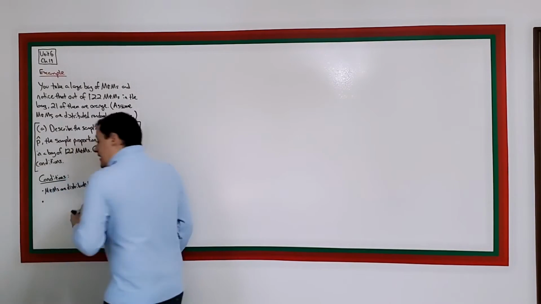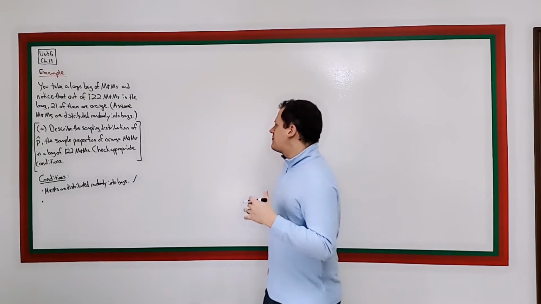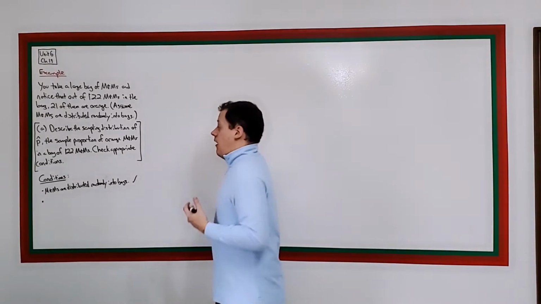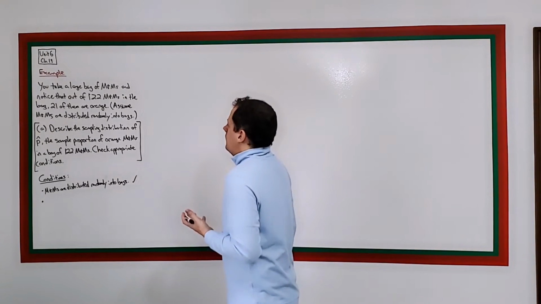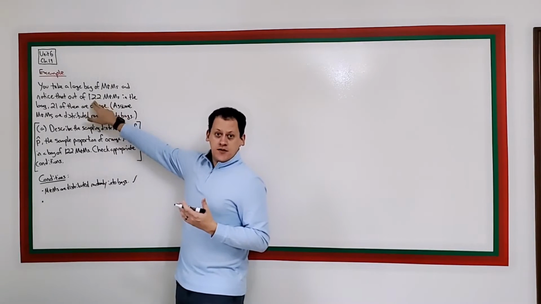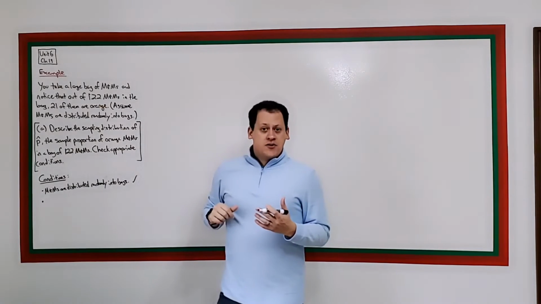The second condition is the 10% condition, which means we need to be sampling less than 10% of the population. Are we doing that? Well, our sample size is 122 M&Ms. Is that less than 10% of the population?